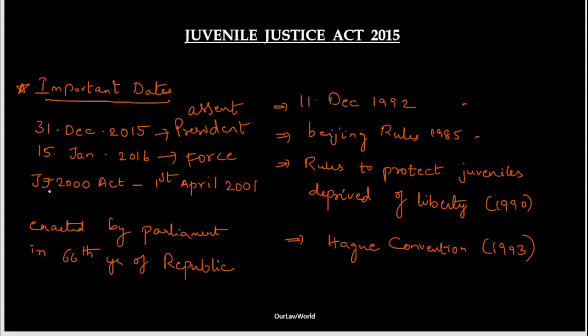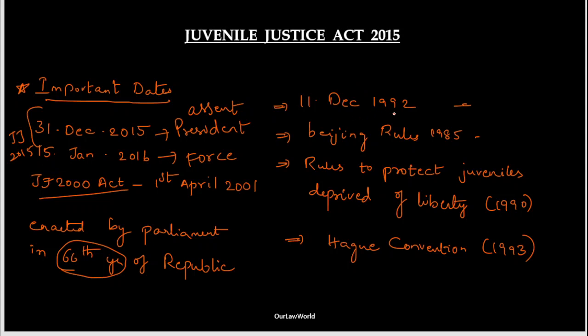If they ask when the Juvenile Justice Act 2000 came into force, then the date is 1st April 2001. So this is regarding Juvenile Justice Act 2015, and this date is for the Juvenile Justice 2000 Act, which is 1st April 2001. This act is enacted by the Parliament in the 66th year of the Republic, and there are a few more dates and important years to remember which are also mentioned in this act introduction.